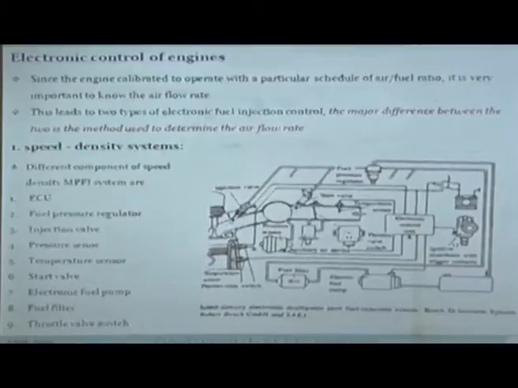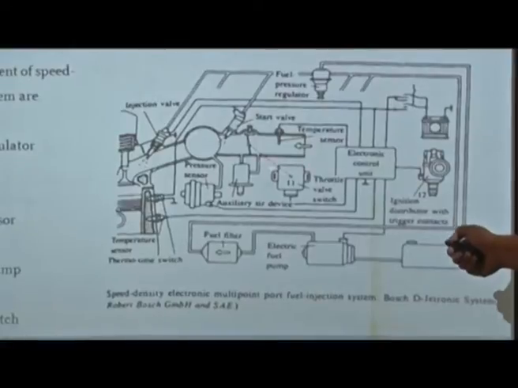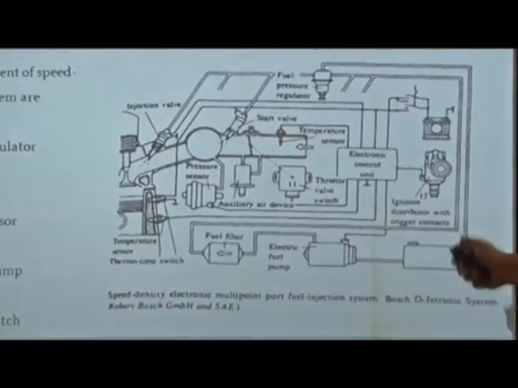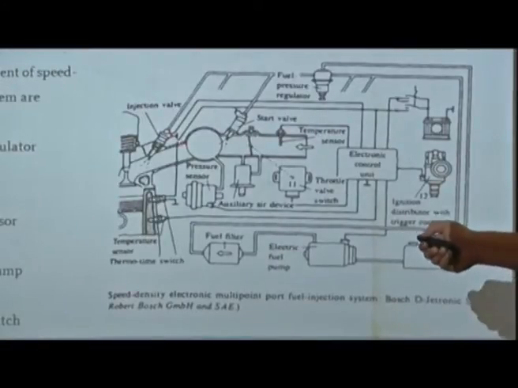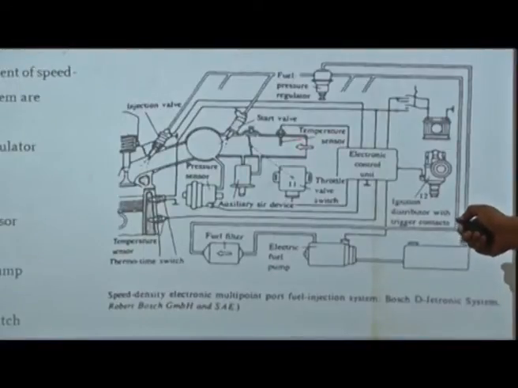Then you need to know what is the air flow rate, because according to the air flow rate only you will be able to decide how much fuel should be injected, and for that you need to control the pressure and the injection timing. So, there is an arrangement by which you measure the air flow rate. How do you measure? There is a temperature sensor, since density of the air depends on temperature. So, you should know what is the temperature.